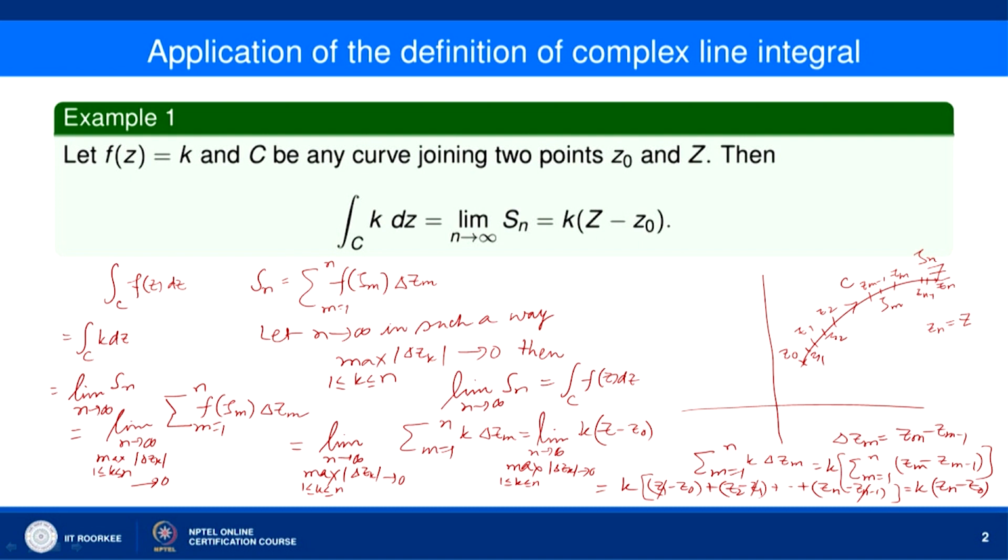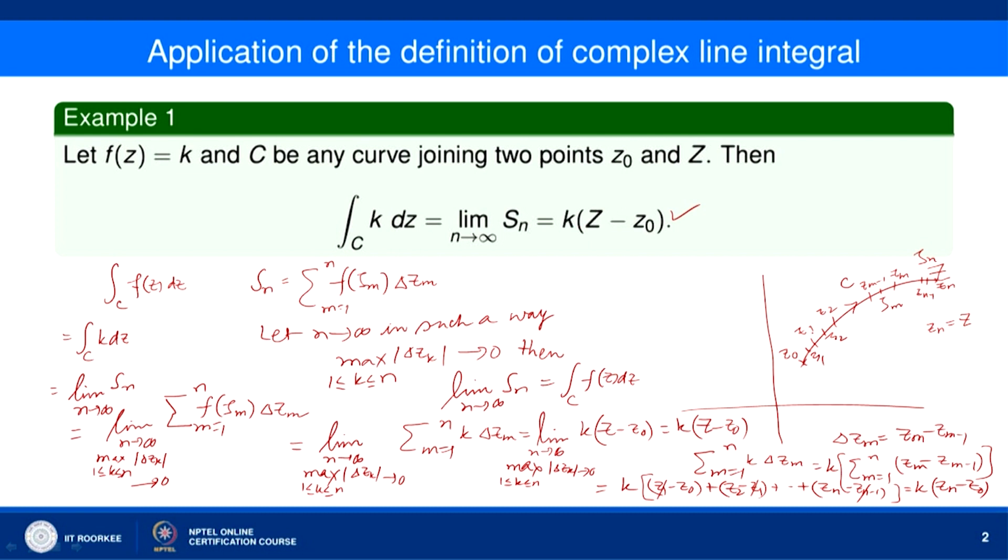So, you can see that the summation from m equal to 1 to n of k times delta z m is k times (Z minus z naught). So, whatever be the subdivision of the curve C by taking n points, this value remains constant, it does not depend on n. So, the limit is equal to k times (Z minus z naught). So, this is what we get: the integral over C of k dz is equal to k times (Z minus z naught).